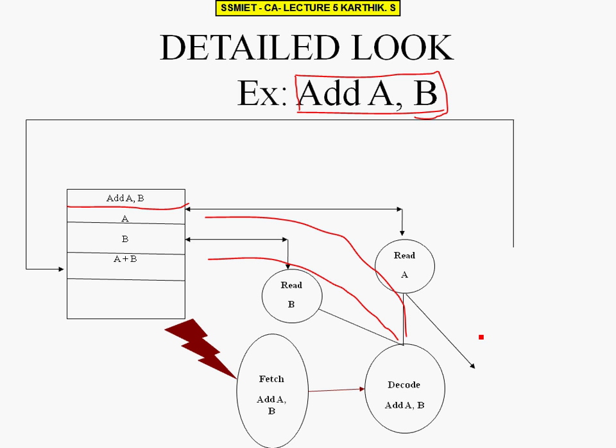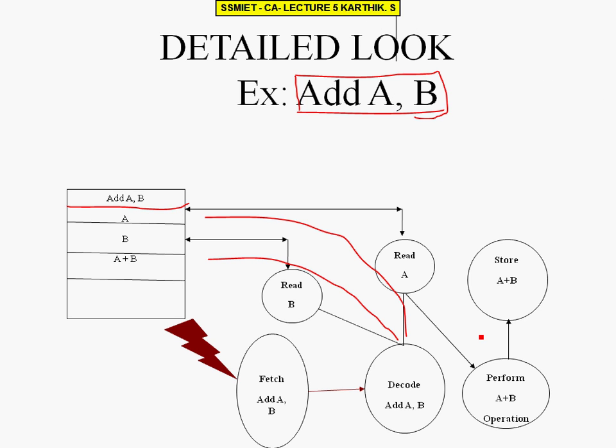After decoding, the next operation of the computer is to execute. Here it will perform the a plus b operation, that is nothing but execution. It will execute a plus b. After execution it will produce the result, and this result is to be stored back into the memory. So now it is trying to store, that is the fourth operation, store a plus b. The a plus b result will be stored back into the memory.